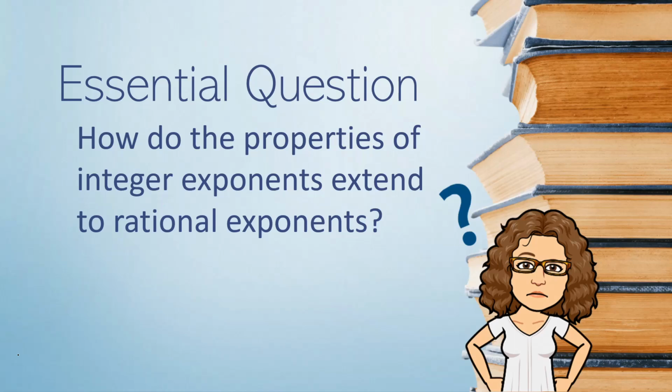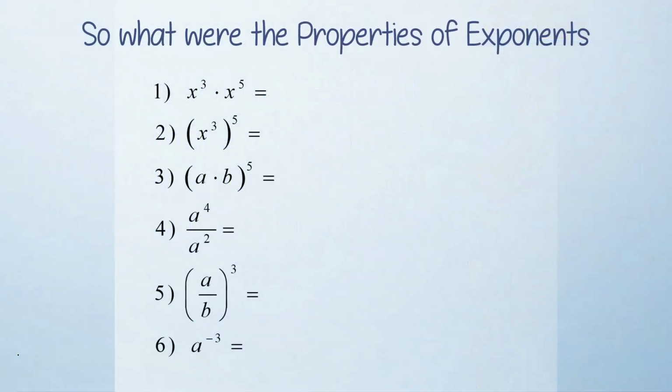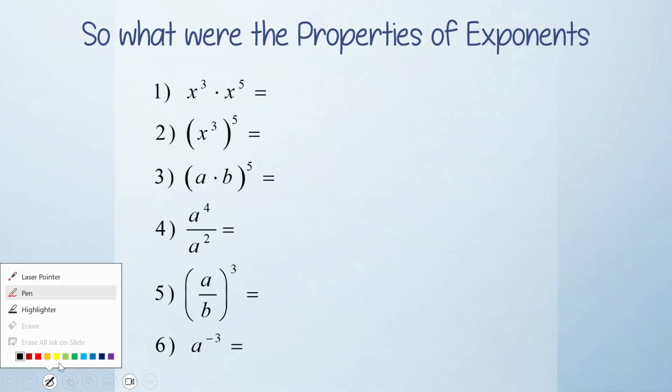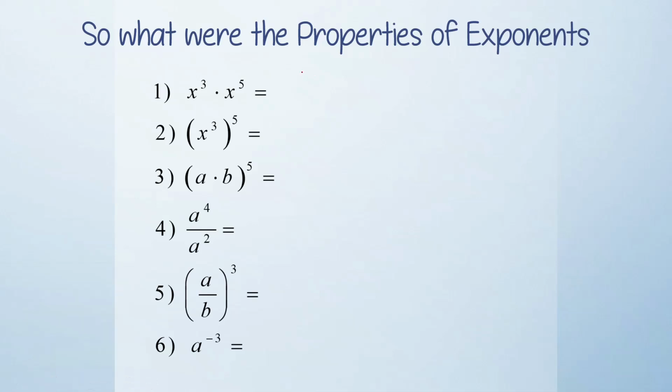Our essential question today, how do the properties of integer exponents extend to rational exponents? So let's first remember our properties of exponents. When I'm multiplying a like base, I'm going to add my exponents, right? So I'd get x to the 8th. When I was taking a power to a power, we multiplied our exponents, right? So this would be x to the 15th.